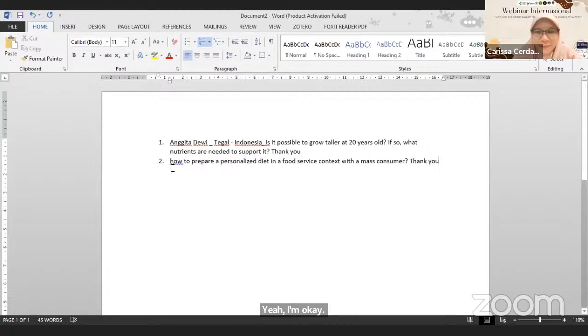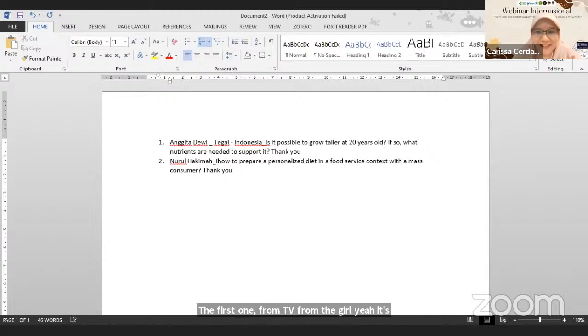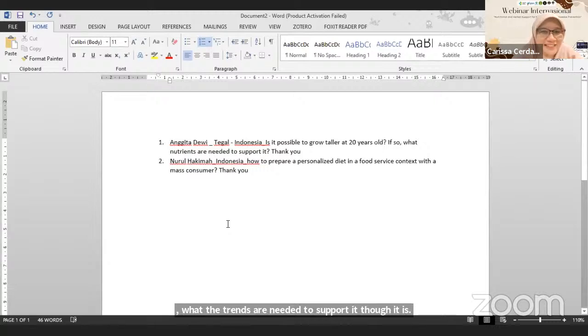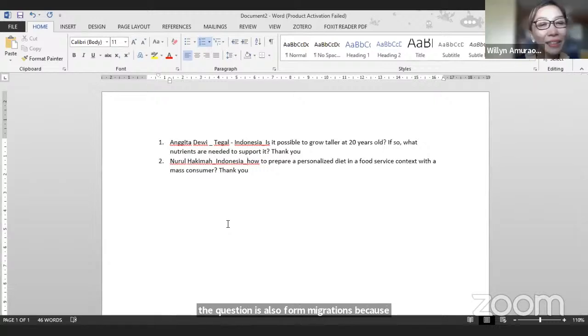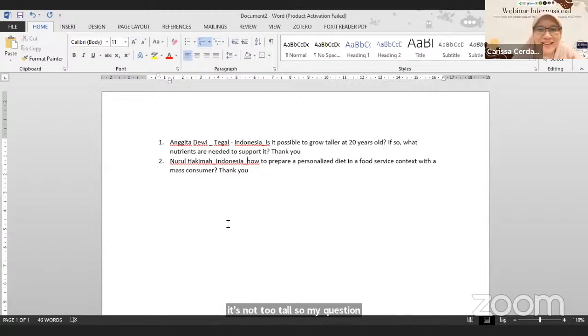The first one is from Anggita Devi from Tegal. It's quite far from Malang. Is it possible to grow taller at 20 years old? If so, what nutrients are needed to support it? Oh, this question is also for me, because my height is not too tall, so it represents my question also. Is it possible to grow taller at 20 years old?